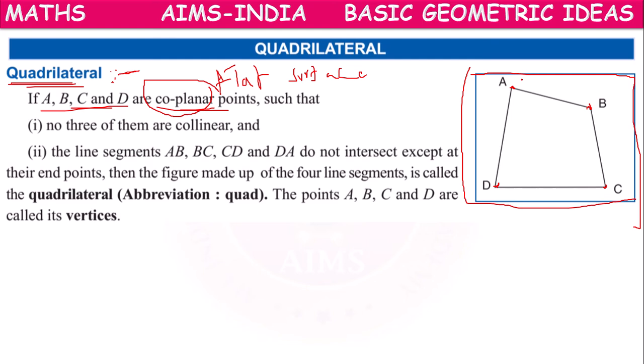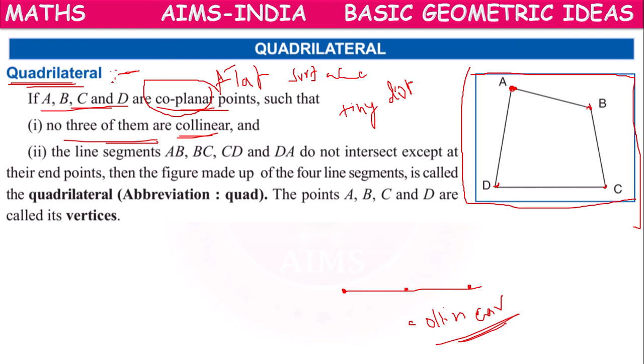How do we represent a point? With the help of a tiny dot. With the help of a very small dot, we can represent a point, such that no three of them are collinear. No three of them are collinear means three points should not lie on a single line. If they lie on a single line, they will be called collinear, meaning lying on the same line.